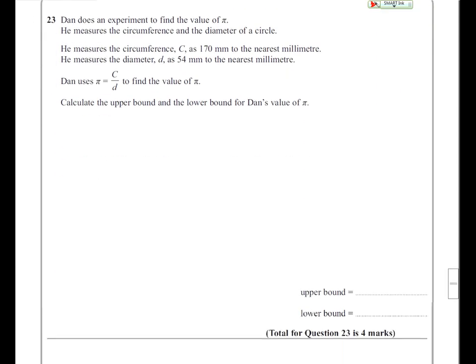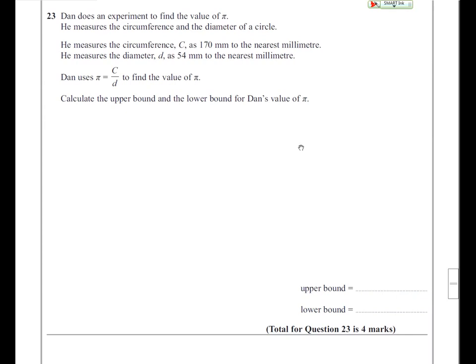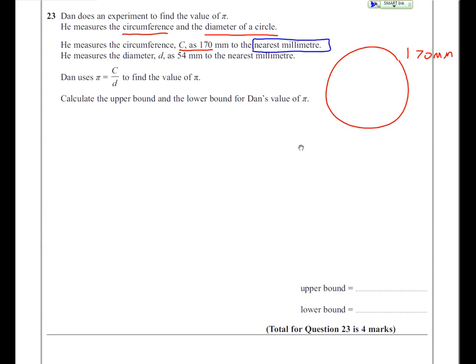Question 23. Dan does an experiment to find out the value of pi. He measures the circumference and the diameter of a circle. He measures the circumference C as 170 millimeters. So let's get a little diagram. 170 millimeters. But he's rounded to the nearest millimeter. So we'll talk about that more in a second. That's very important. He measures the diameter D as 54 millimeters, and he's also rounded that to the nearest millimeter.